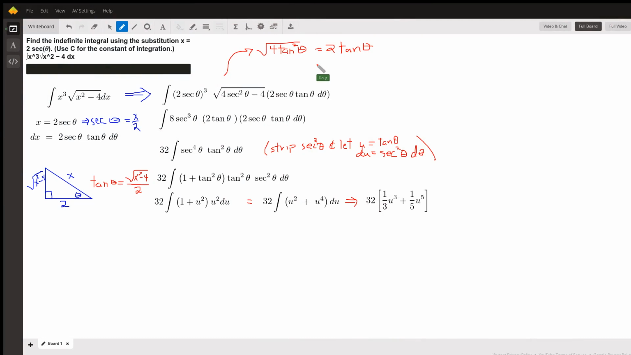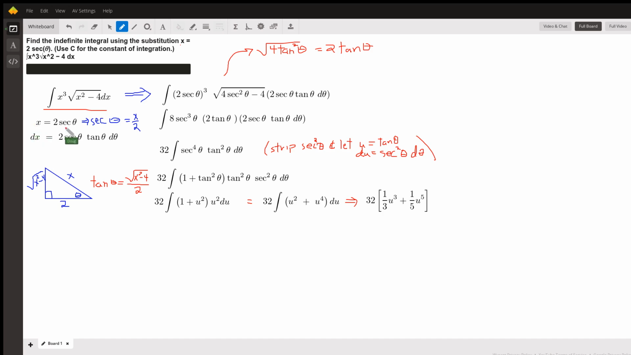I'm not going to take this problem all the way to completion, but I'll give you a very good head start. Here's the original problem, and the directions are to find the indefinite integral using the substitution x equals 2 secant theta. So this is a trigonometric substitution, and basically what we're trying to do is get rid of this radical. There are other ways to find the antiderivative of this, but this is by trigonometric substitution.